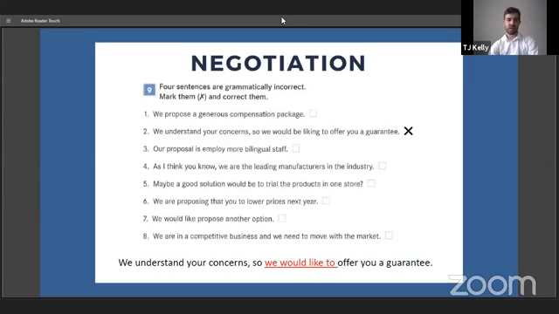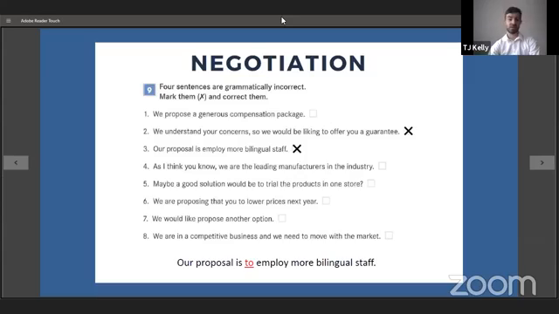The third sentence says, our proposal is employ more bilingual staff. That's nearly right. I can see what they're getting at, but to correct it, I would say our proposal is to employ more bilingual staff. The fourth sentence reads, as I think you know, we are the leading manufacturers in the industry. That sounds fine to me.